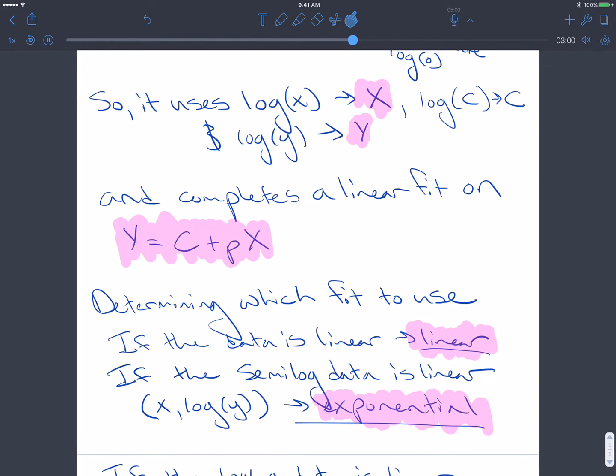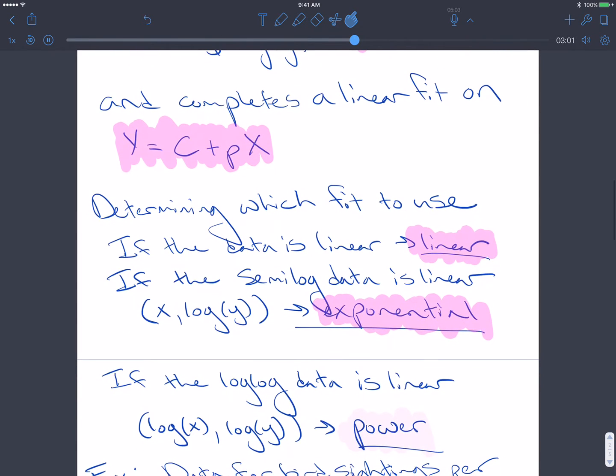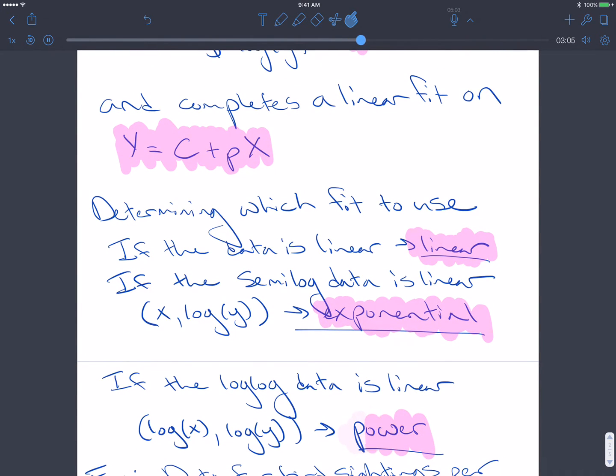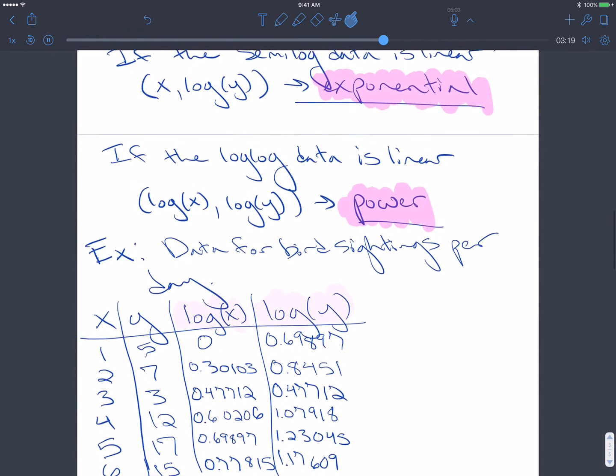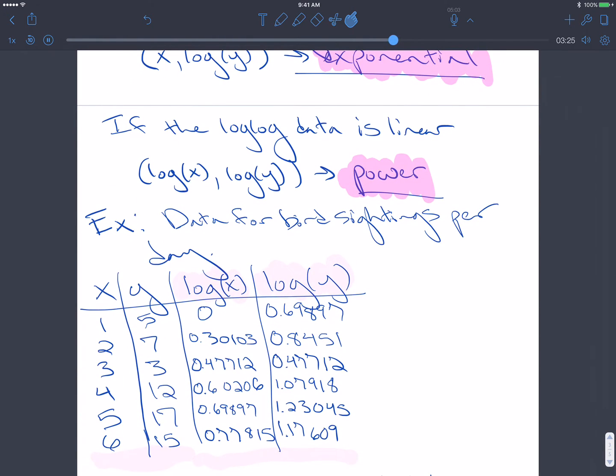If the log of x and the log of y give you a linear relationship, you have a power function. If it's none of those, it's probably something else, for example like a polynomial fit that's more general. So I'm just going to give you some data example to take and make an estimate with. This is data for bird sightings per day. Say the first day you see 5, the second day you see 7, the third day you see 3, fourth day you see 12, the fifth day you see 17, and the sixth day you see 15.